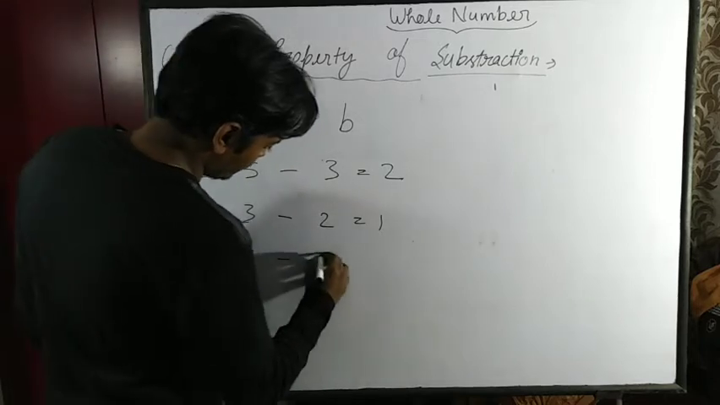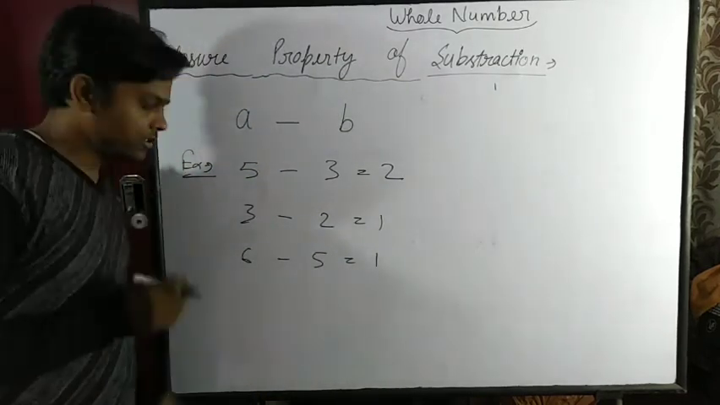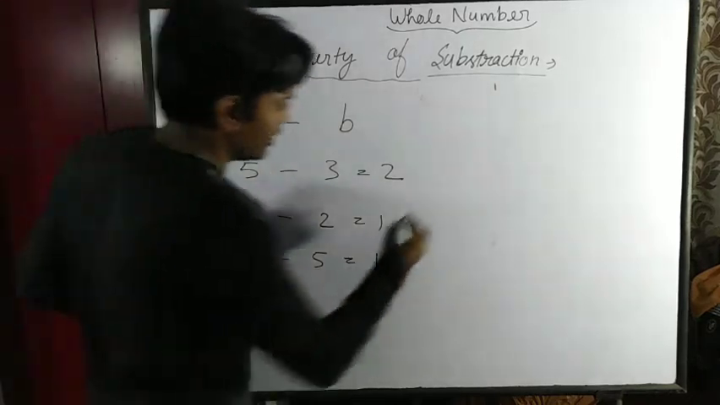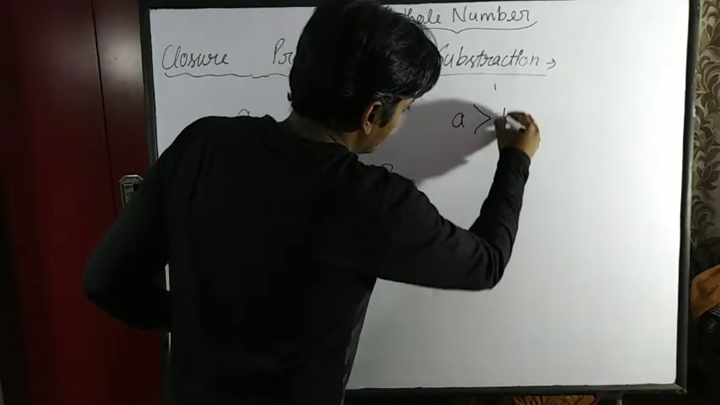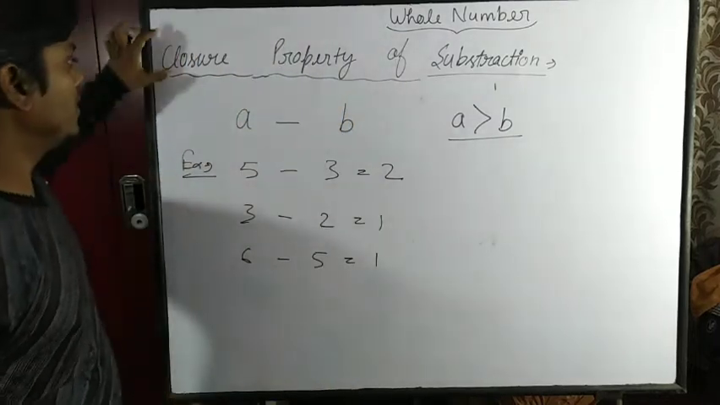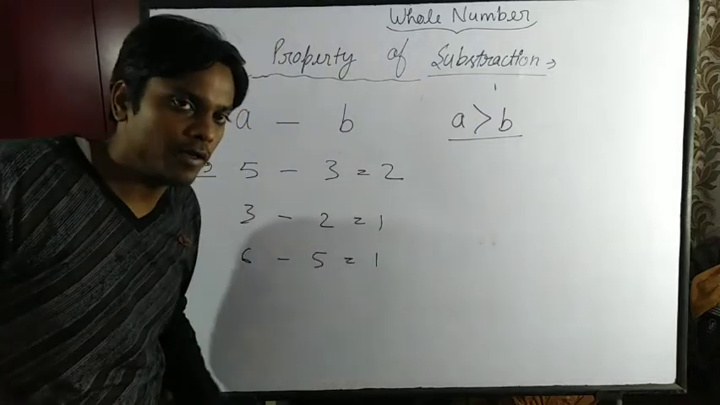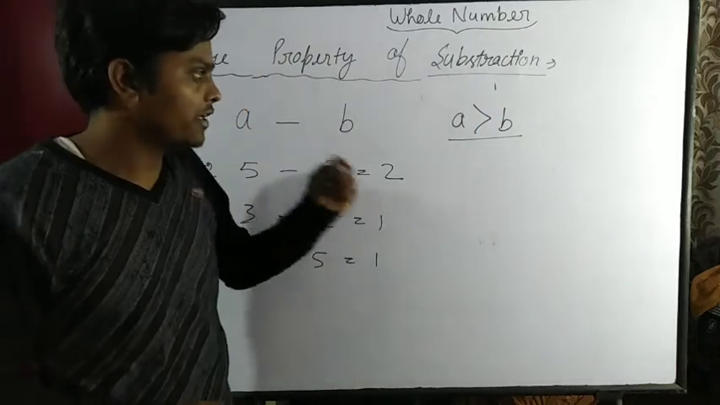6 minus 5 is equal to 1. Here you are observing one condition: A is always greater than B. The closure property of subtraction always applies on one condition.